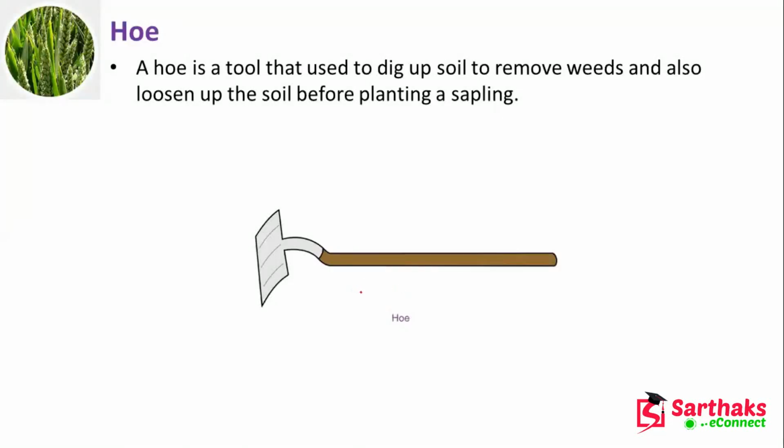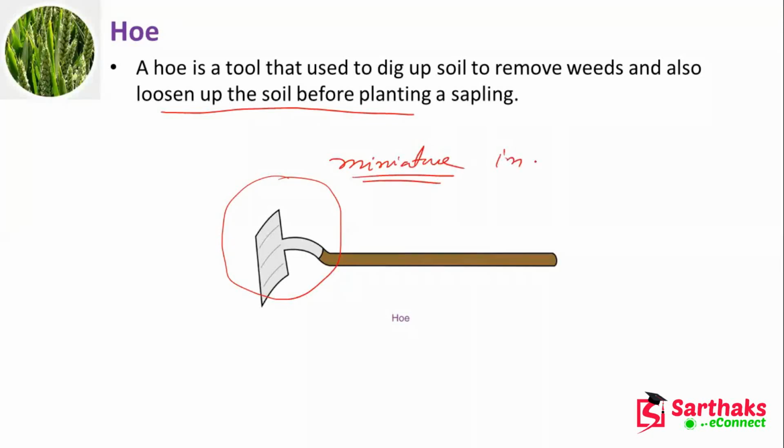This is the hoe. Now this hoe is a tool that is used to dig up the soil and to remove the weeds and also loosen the soil before planting a sapling. Some miniature forms of this we are also using in our garden, right?